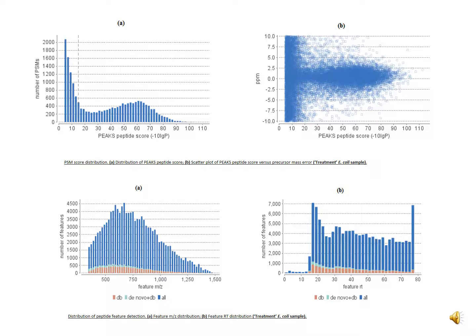Here are more results from PEAKS Studio. The first picture shows the PSM score distribution, whereas the second one shows the distribution of peptide feature detection.